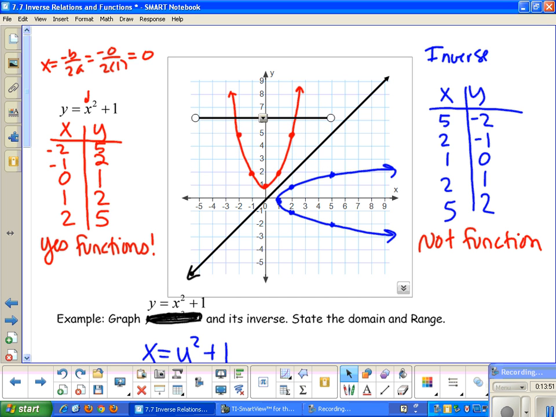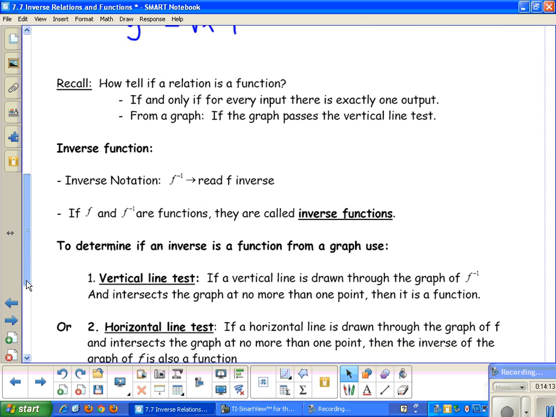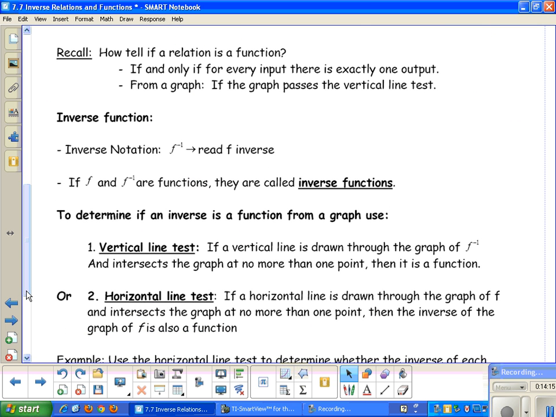Because it doesn't pass the horizontal line test, that tells me right away my inverse is not going to be a function. If you think about it, you're reflecting this over the line y equals x. So when I do that, this line ends up changing to become a vertical line for this graph right here. So we'll talk about that more in just a second. All right, so again, recall, how do you tell if a relation is a function? If and only if for every input there is exactly one output, and from a graph we see if it passes the vertical line test.